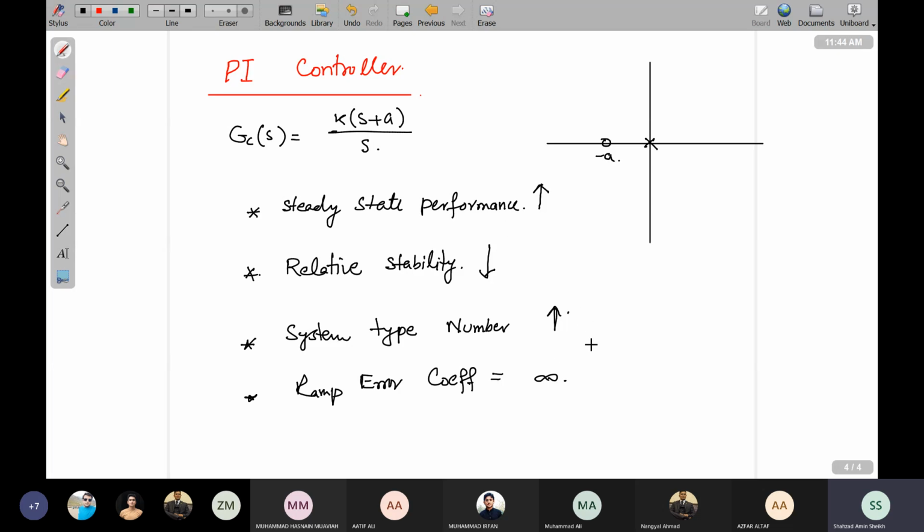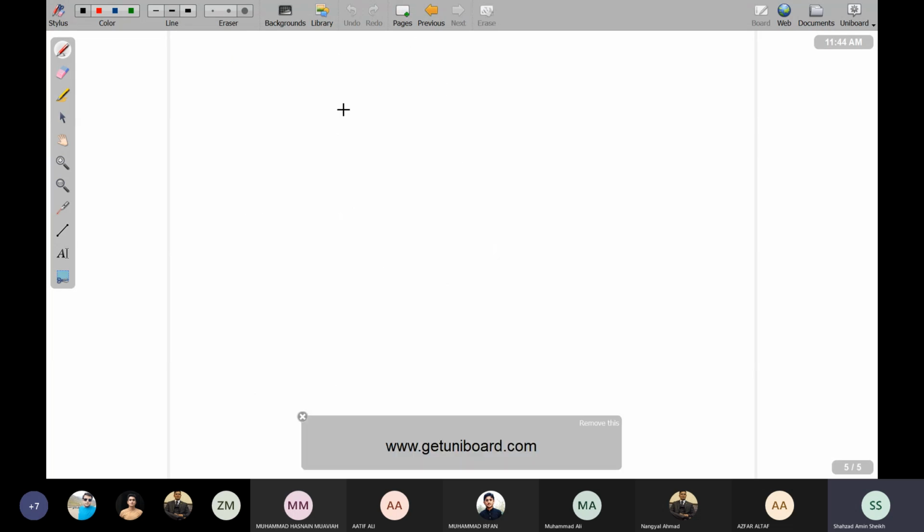So these are the things associated with the proportional integral controller, and the problem with this is that we are losing relative stability. So that problem needs to be solved in some other controller, and which controller did we move towards? That was cascade lag. Okay, in cascade lag, what about GCFS of this one?